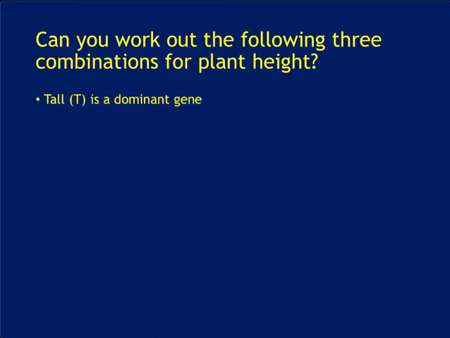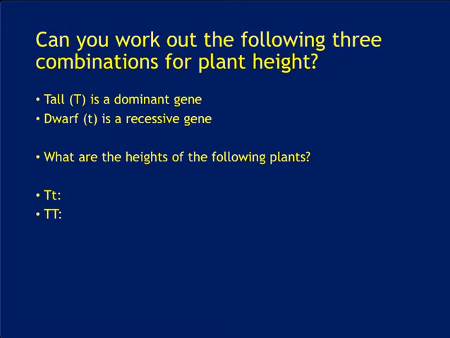Okay, so we try one more, because this doesn't just happen for eye color in animals, it also happens in plants. So we have tall, big T, is our dominant gene versus dwarf, small t, is our recessive. So you're going to work out for me what these plants are going to look like. So pause now for yourself and give it a go, and then play to see, did you get it right?